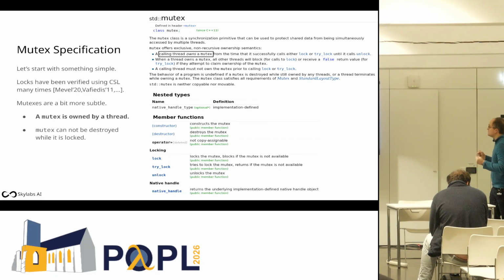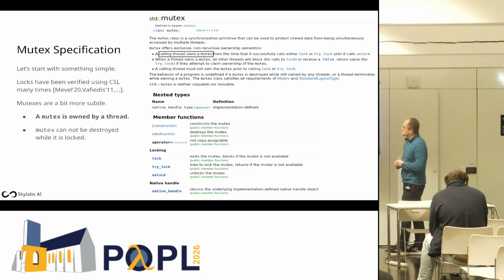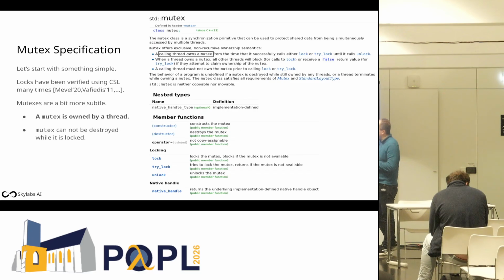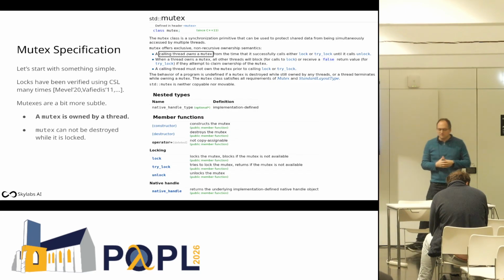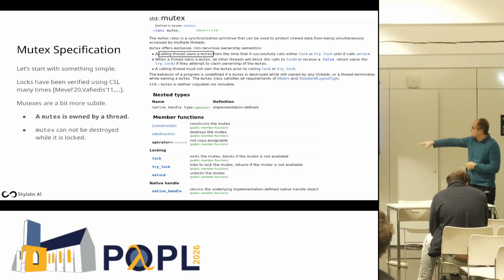So this is the mutex specification, kind of. This is from cppreference.com, I think. But mutexes are kind of like locks. I'm assuming that people basically know what a mutex is. But the idea here is that a calling thread will own a mutex. So you can't acquire a mutex in one thread and then release it in another thread. And there are some other rules in here, like mutexes can't be destroyed while they're locked and things like that.